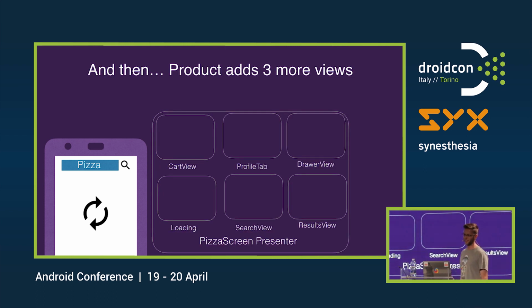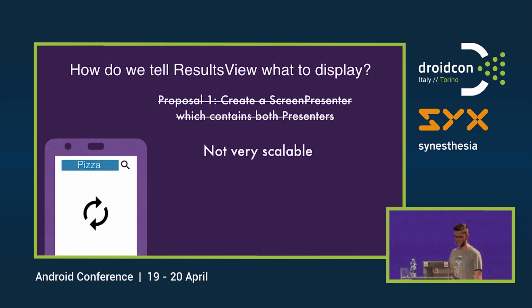This is where it gets unwieldy. Your homepage could have a cart. It can have a profile tab, drawers, loading screens, search views. And we can't manage all this in a single object that's going to own all of them, because again, we're going to start dealing with God classes. This whole having a presenter for a screen doesn't seem very scalable to me. It's something that I always struggled with, and I struggled with the hierarchy of presenters that own other presenters. It never felt right.